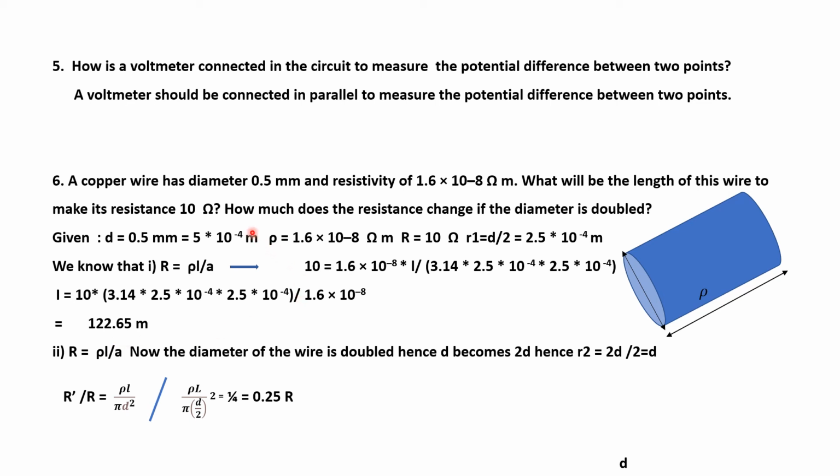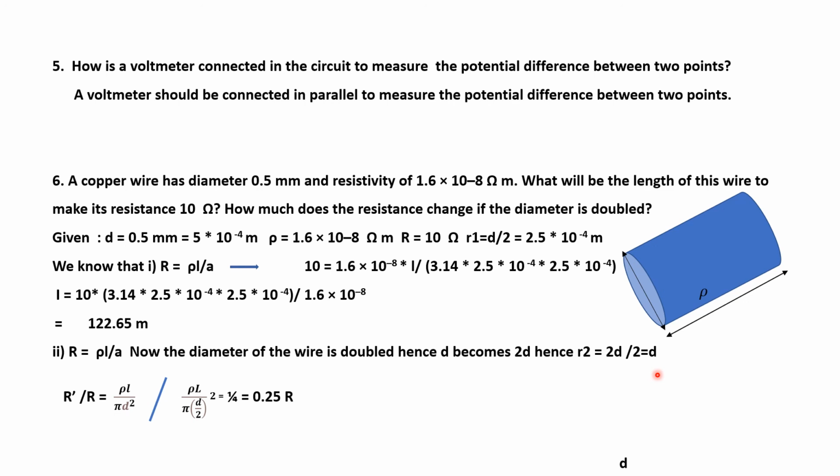Now let's come to the second case. How much does the resistance change if the diameter is doubled? So in the second case, we are going to change the diameter of the wire. So now the diameter is doubled. So if we change the diameter of the wire, the only parameter which is going to be affected is the area of cross section of the wire. So radius in the second case, that is diameter divided by 2, that is a general formula. So diameter in this case is doubled. So 2d divided by 2, we get the radius of the second case to be d.